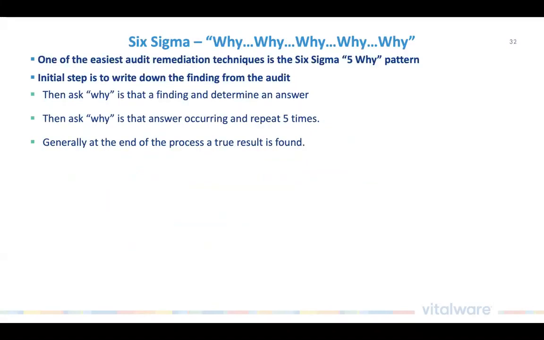A very easy Six Sigma technique, if you see a pattern of behavior, is to ask the question why 5 times. So why is the finding there? You repeat it 5 times until you get your result. And you'll be surprised, the result usually is not what you thought it was.